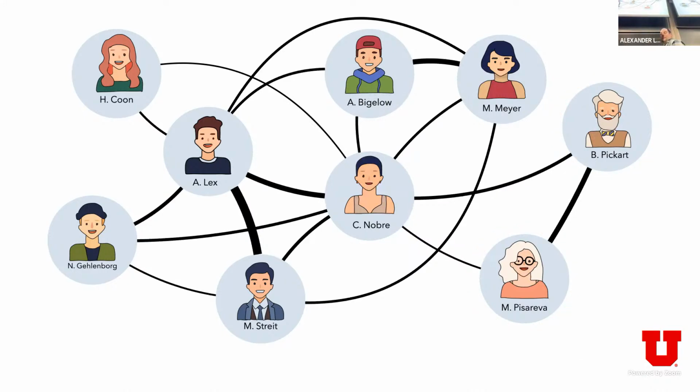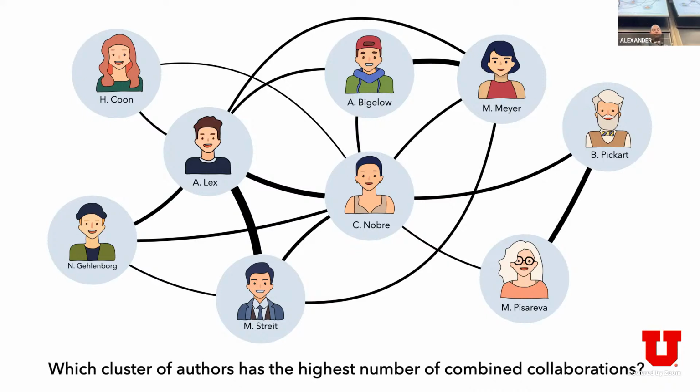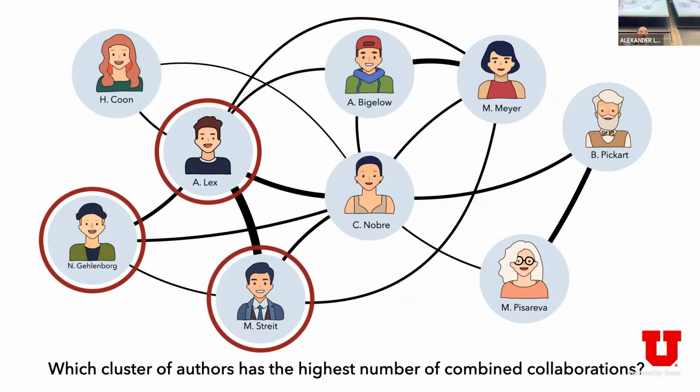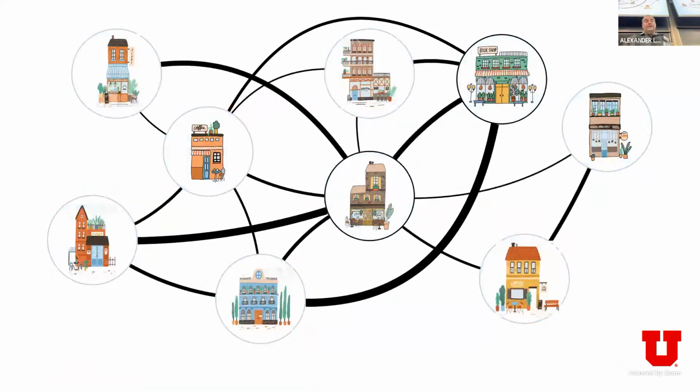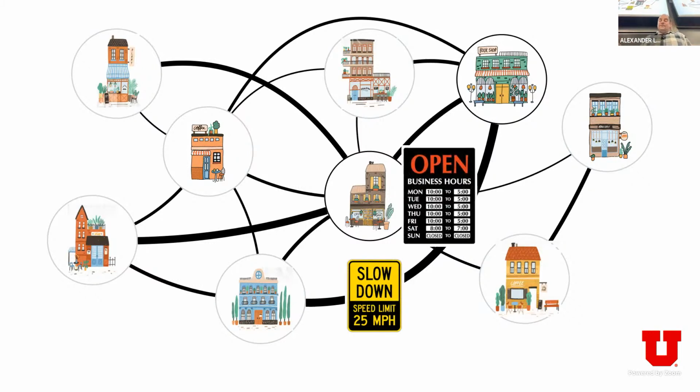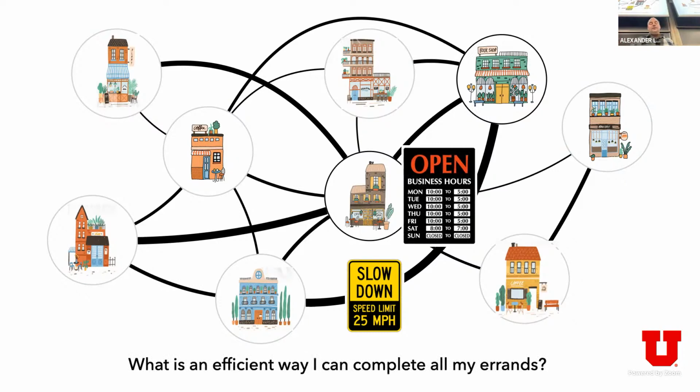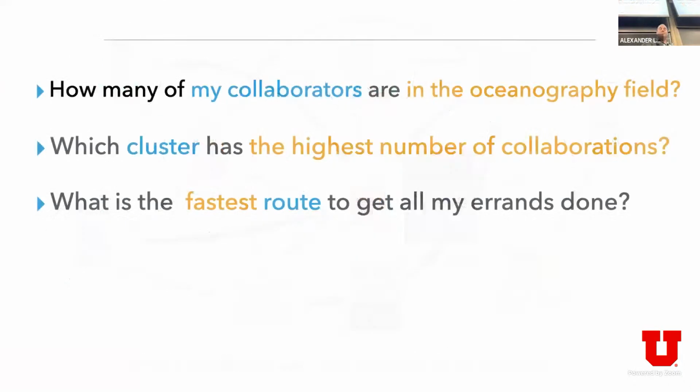Or we could look at the connectivity strength, right? So who are the people that she frequently interacted with, or somebody else, or which cluster of authors has the highest number of combined collaborations, right? And so here we would look at both the topology and the strength of the ties between these different nodes. And this could be anything, right? This could be cities, or any other thing. It could be attributes like what is the speed limit on a particular road, and so on. Or it could be business hours, and a question I could ask is, what is an efficient way I can complete my errands, if I have speed limits and business hours on a road network, for example. And so this is just to say that these multivariate network tasks are fairly important.